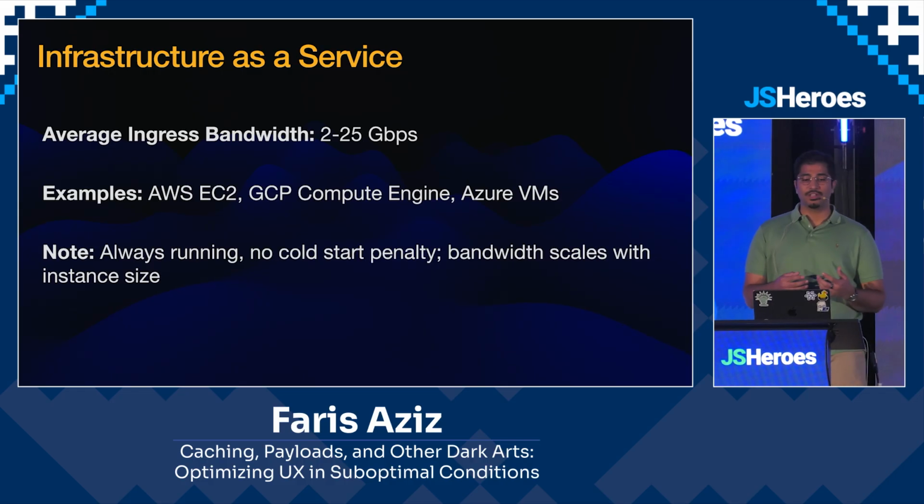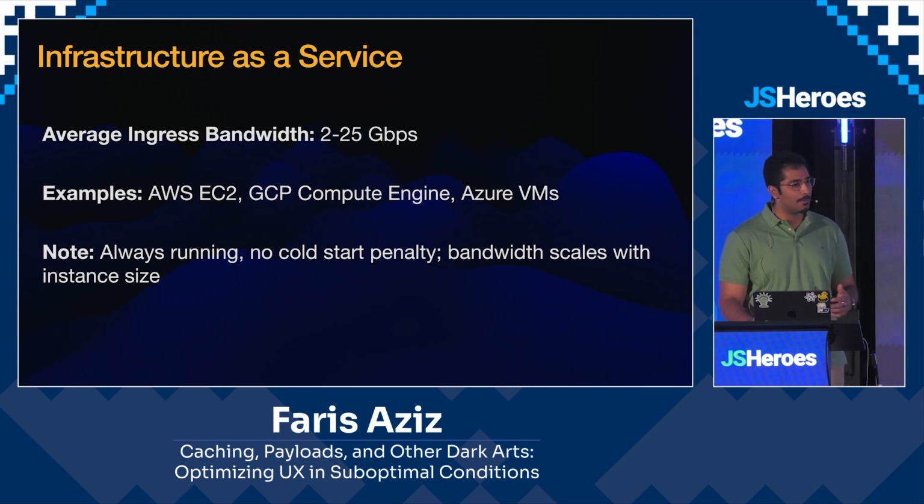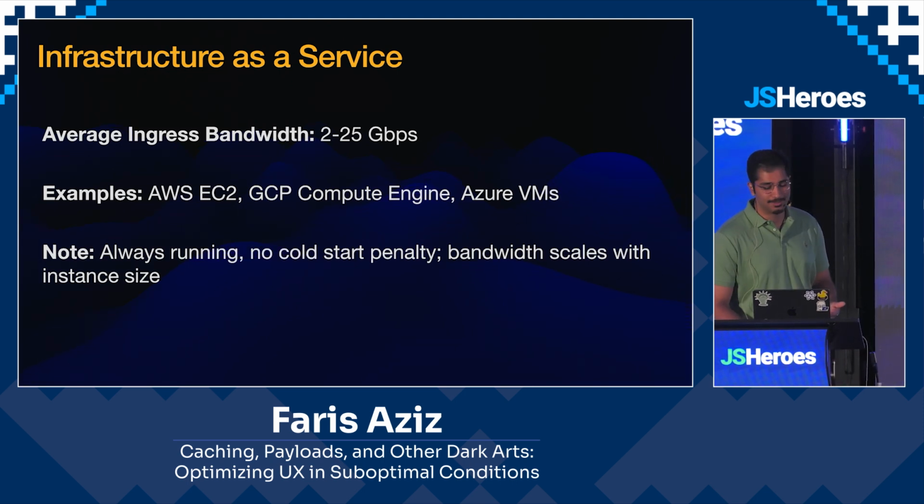With infrastructure as a service, you got 2 to 5 gigabits per second, and that's your EC2, your GCP compute, Azure VMs, and they're always running, no cold start penalties, and they may just be a little bit more expensive.